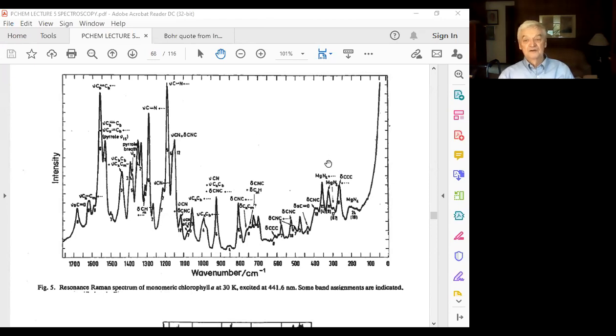And on top of each one, you can see there's a description. When it says nu CN, it means it's mostly a vibration of a carbon-nitrogen stretch. Here we're at around 1600. This is carbon-carbon stretch. When we have deltas, that means they're bending. This is carbon-nitrogen-carbon bond bending and so on. So detailed analyses of important molecules can be done. Raman spectroscopy has a lot of advantages over infrared because water doesn't interfere. So you can look at biological systems in water, and water doesn't wipe out the spectrum by water absorption.